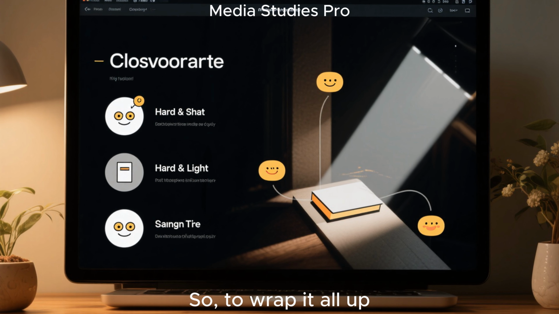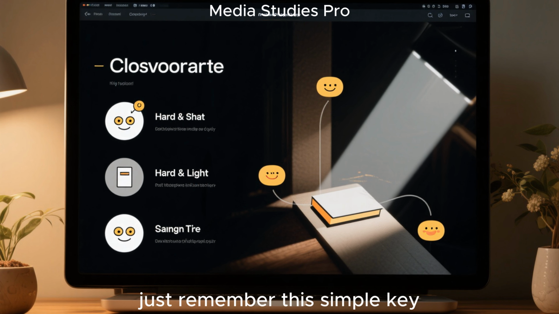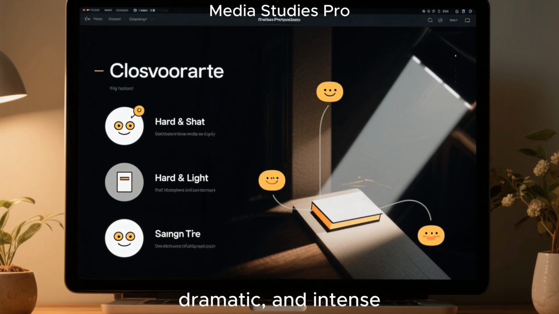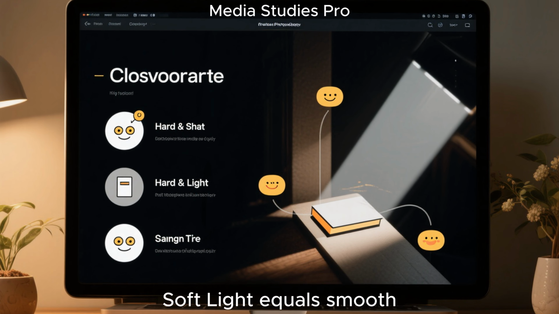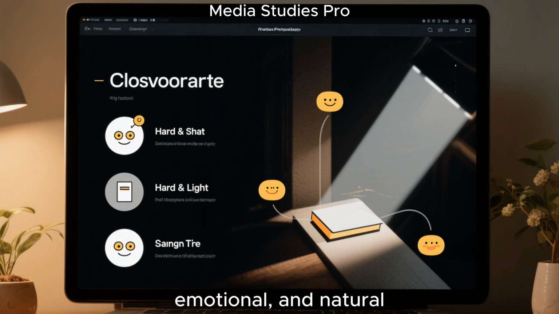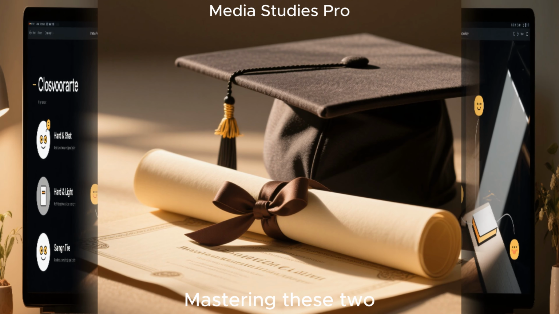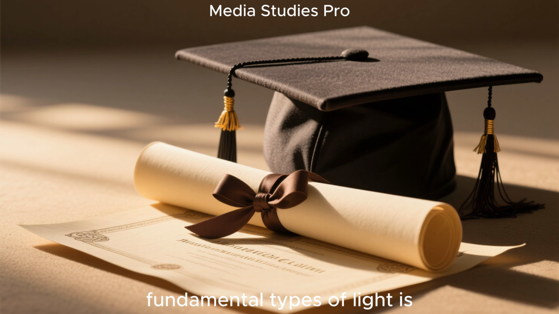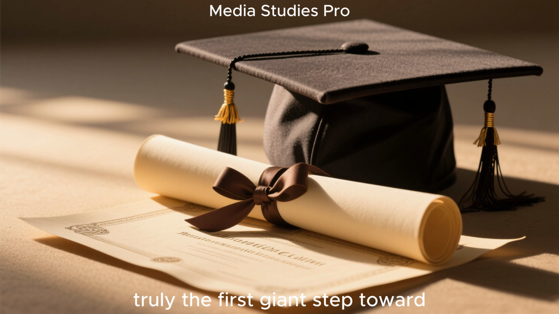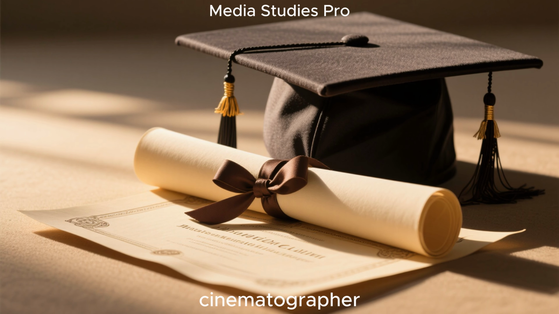So, to wrap it all up, just remember this simple key: hard light equals sharp, dramatic, and intense. Soft light equals smooth, emotional, and natural. Mastering these two fundamental types of light is truly the first giant step toward becoming a professional cinematographer.